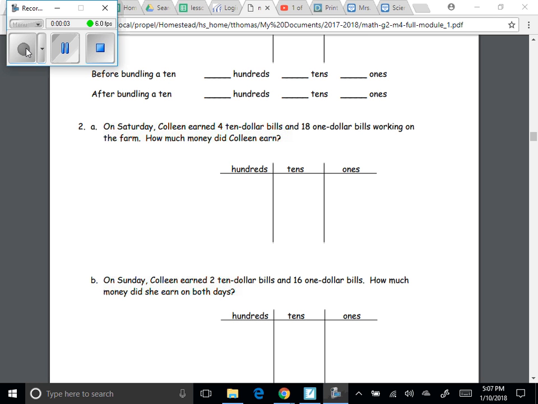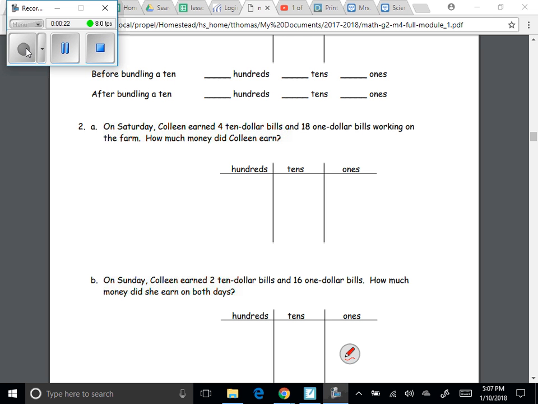So we are going to accomplish two things. We are going to solve an addition problem and a word problem all wrapped in one. So the beginning of this problem says on Saturday, Colleen earned four $10 bills and 18 $1 bills working on the farm. How much money did Colleen earn?